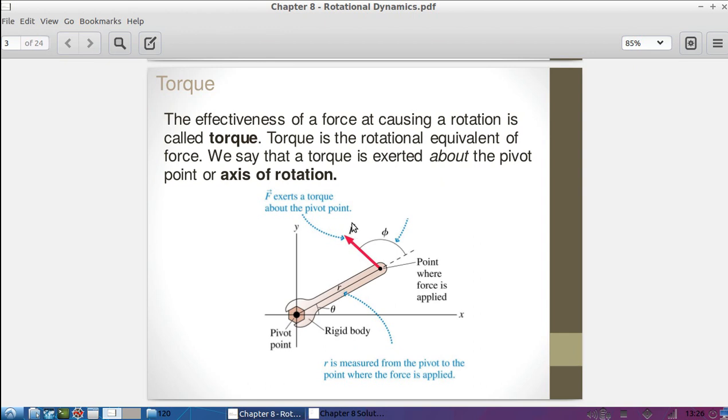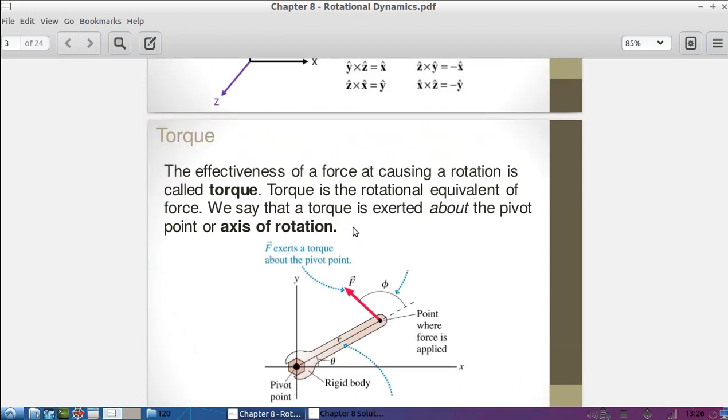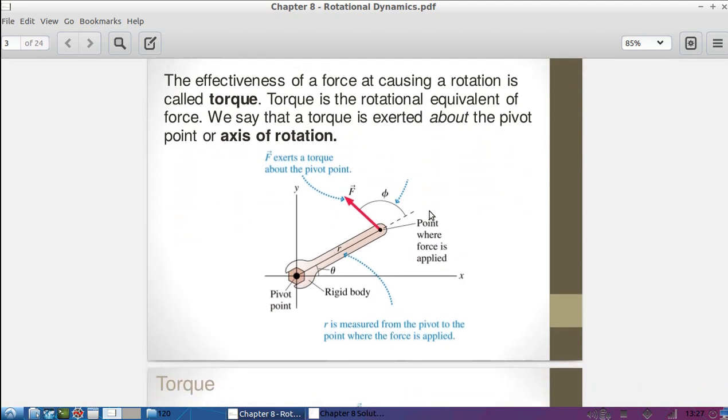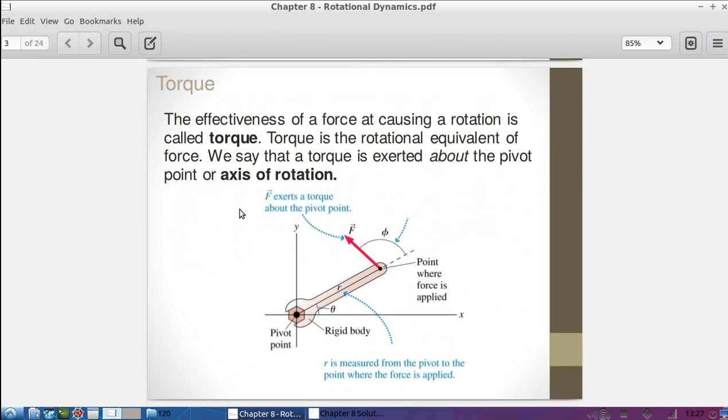And torque is the cross product between these two vectors. Now if we go back up here to the cross product, it depends upon this angle theta. So we're going to talk about how theta, or in this diagram it's alpha, the angle between these two vectors, affects the torque.